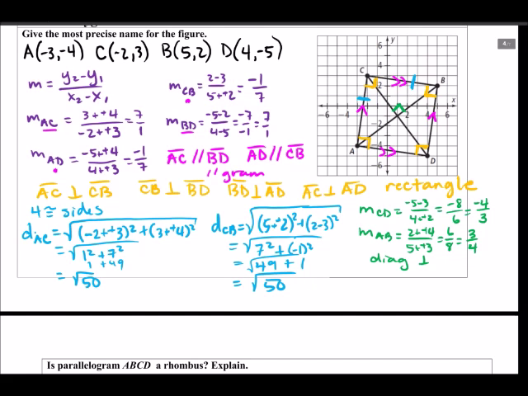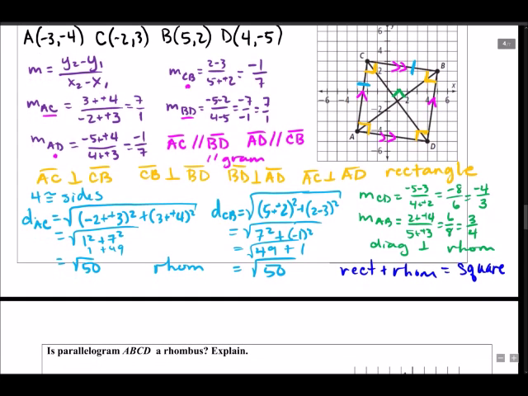So if we did all 4 congruent sides, that's rhombus. Perpendicular diagonals is rhombus. So in the end, we have a parallelogram, which we established at the beginning, that is a rectangle plus a rhombus, means we have a square. So, yay, that's a square. Many, many ways to do this.